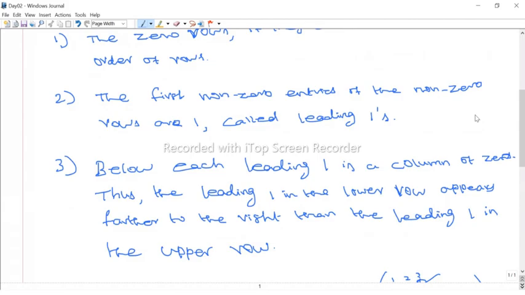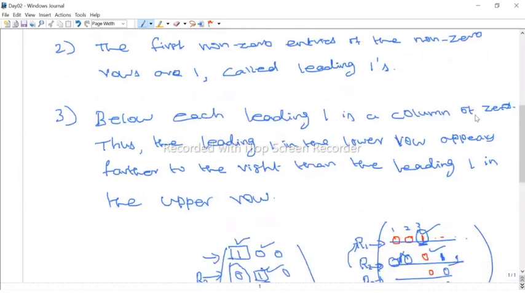First, you scan the first row from left to right. If you find a non-zero entry anywhere, that should be 1. That is the first condition. Every non-zero entry of the non-zero row should be 1. If it is some other number like 2 or 3, that is not an equivalent form. We have to make that entry 1. So that is the second condition. You have to scan each row, and the non-zero entry should be 1.